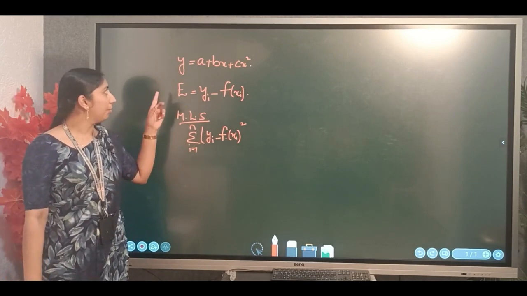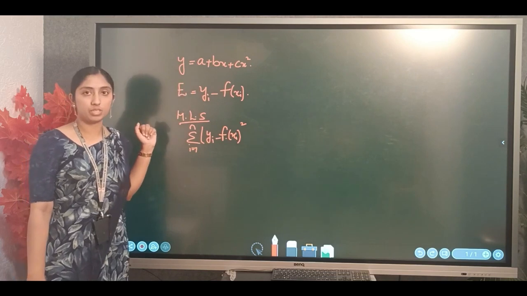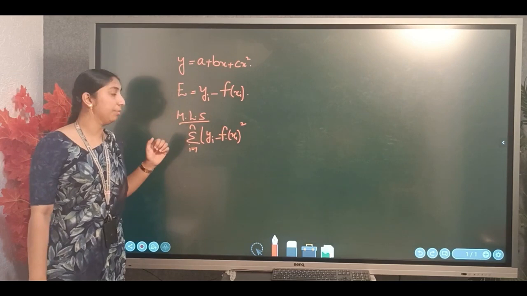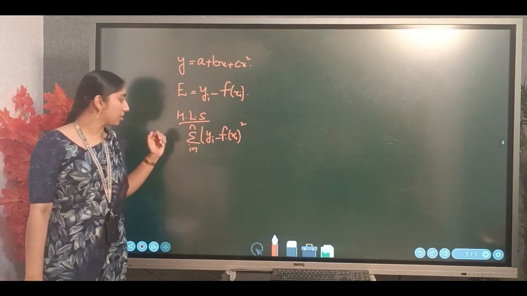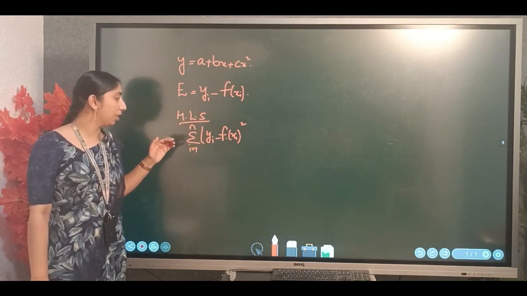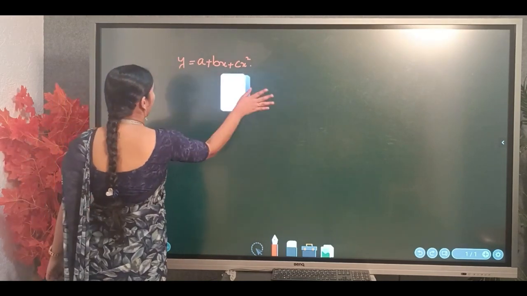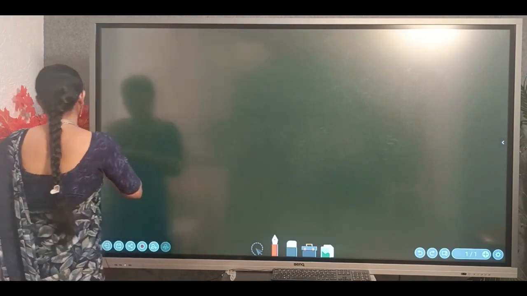Okay. The form of a parabola is y is equal to a plus bx plus cx square, and the error of approximation is e is equal to yi minus f of xi, and the method of least squares means summation i is equal to 1 to n of yi minus f of xi whole square. So now you have to start how to derive normal equations.